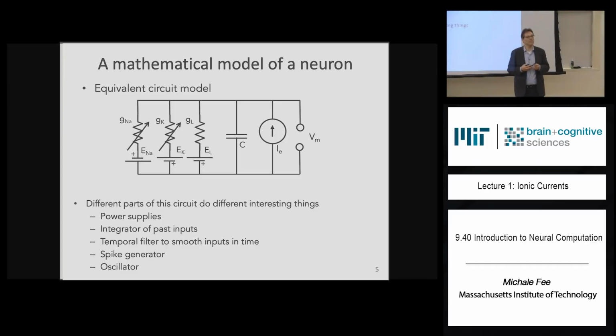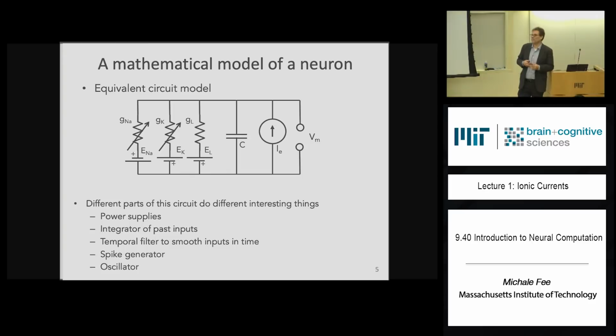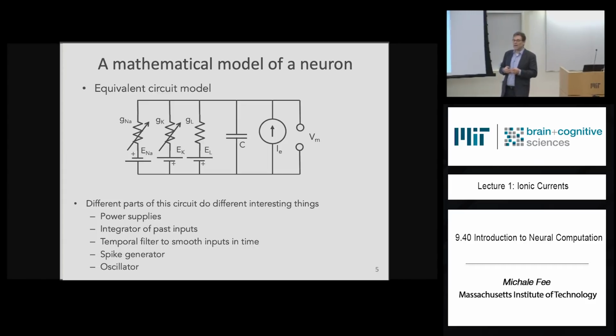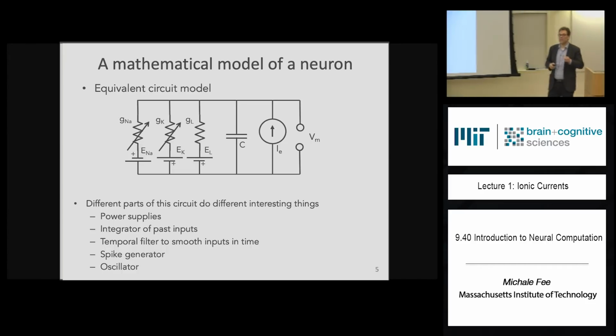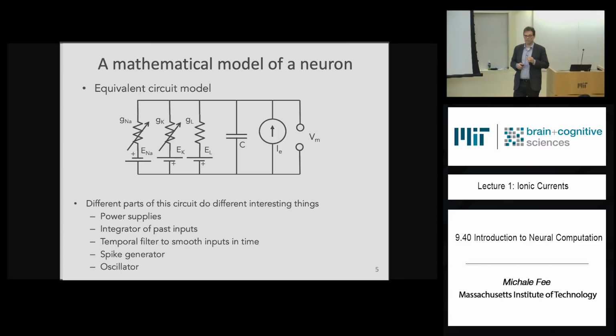What do wires do in a circuit? They carry current, right? So what are the wires in a neuron? Yeah. What's that? Axons. So axons carry information. They carry a spike that travels down the axon and goes to other neurons. But there's even a simpler answer than that. Yes?